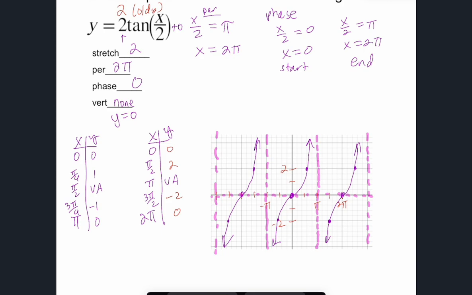I actually think tangent is probably the hardest graph. Cotangent, you get slightly nicer points to start with, so it's just a little nicer. That is our tangent graph.